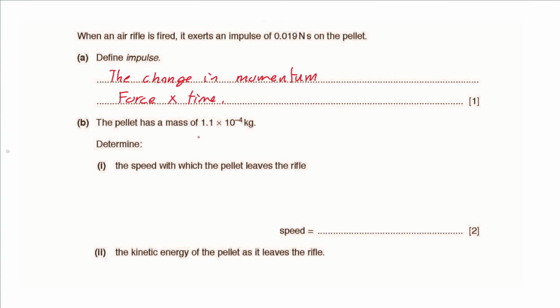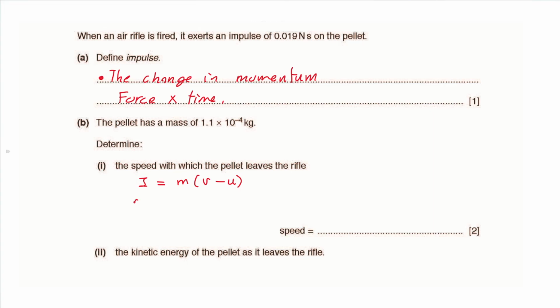Part B says the pellet has a mass of 1.1 times 10 to the power negative 4 kilograms. Determine the speed with which the pellet leaves the rifle. And we have the impulse and the mass. We can use the first definition of the impulse. Impulse is equal to the change in momentum, which is equal to mass multiplied by the change in velocity.